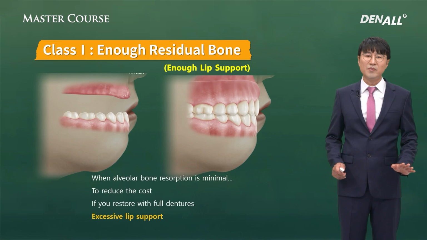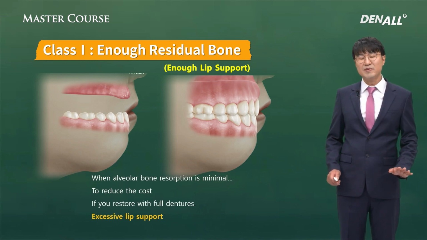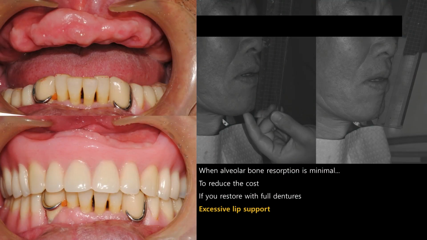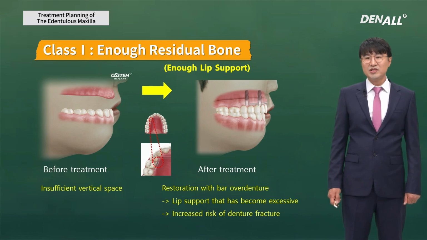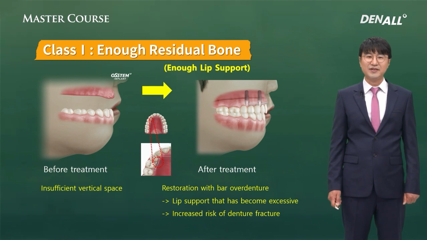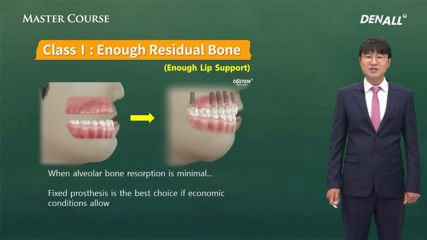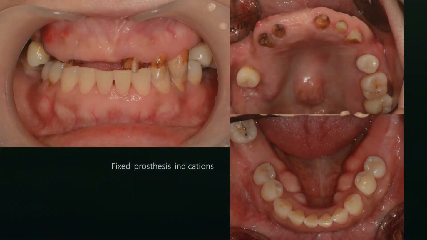So there's not much alveolar bone resorption, and if you use dentures, of course, this can be the problem. The alveolar bone resorption is minimal, and if you use removable, there is excessive lip support. So in insufficient space, if you do overdenture, not only do you have excessive lip support, but fracture and other problems can arise. So if alveolar bone resorption is minimal and there's economic viability, then fixed prosthesis will be the best option.